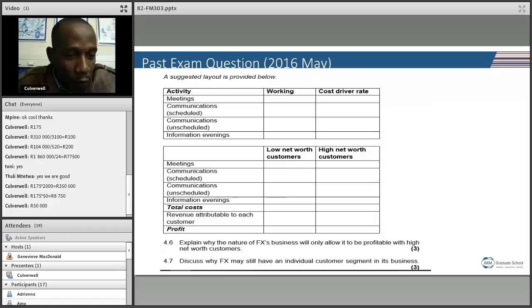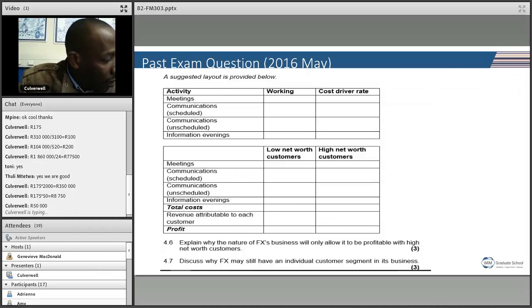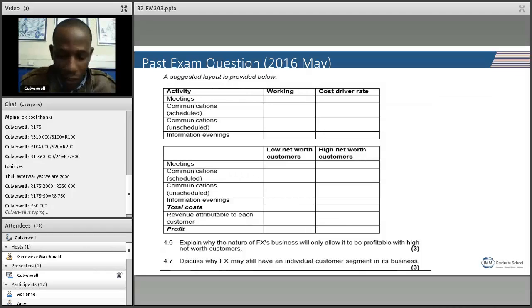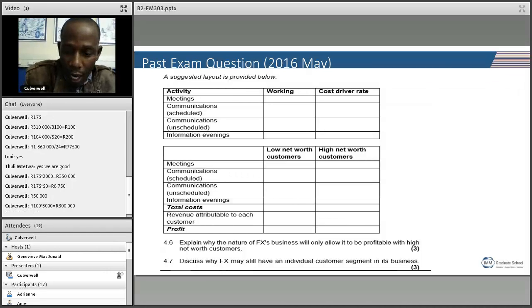Sorry guys, pardon me, I think on this 50,000 that I did, I actually jumped the scheduled ones instead. So the cost we incurred per scheduled communication is 100 Rand. And then I'll say 100 Rand multiplied by the number of scheduled communications we had with low net worth customers, which are 3,000. That is going to give us 300,000.